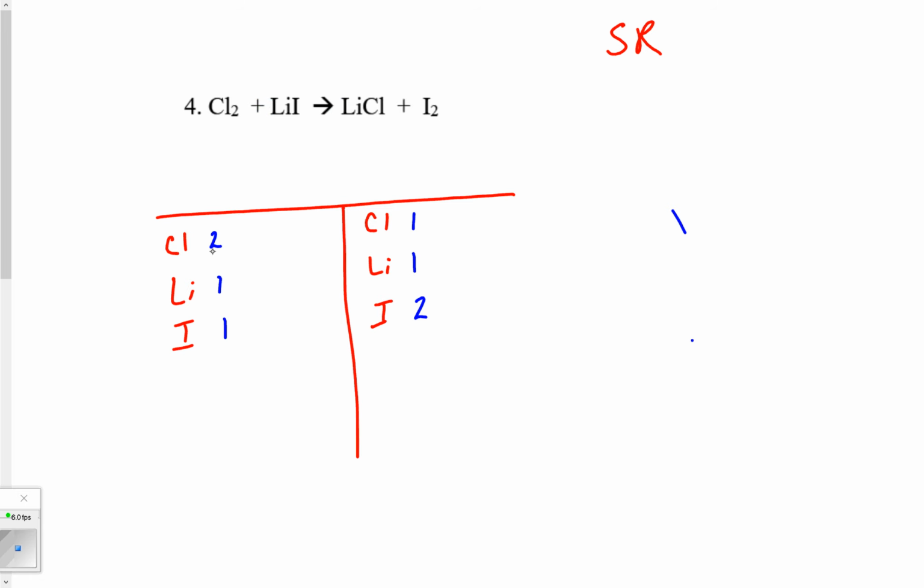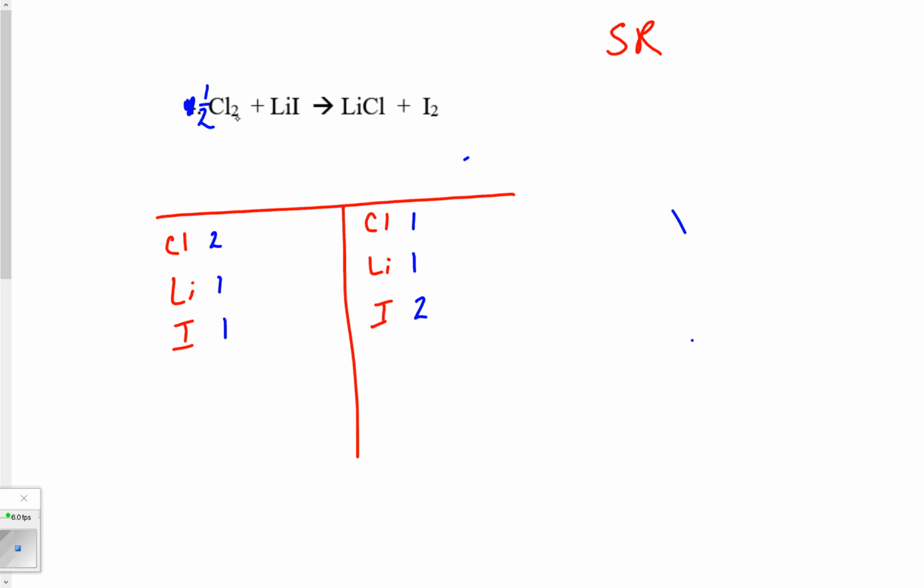Easy. I've got 2 chlorines on the right, or on the left. As soon as I learn left from right, this video will get better. I've got 2 chlorines on the left and 1 chlorine on the right. So just do this. Get rid of that 4. It's driving me crazy. Half your chlorine.